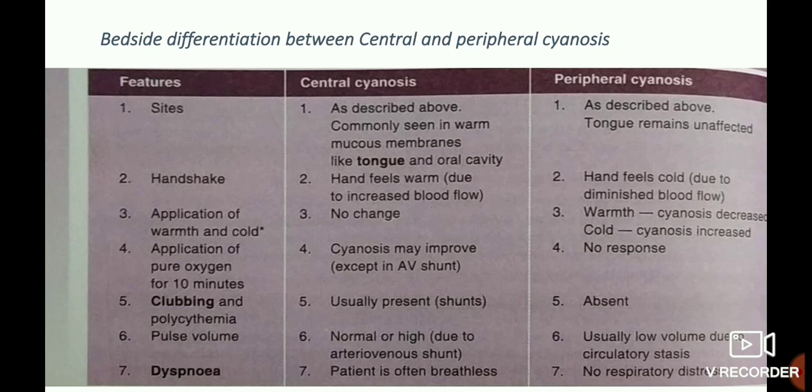In central cyanosis, the pulse volume will be high, but in peripheral cyanosis, it is usually low volume due to circulatory stasis. Dyspnea. The patient is often breathless in the centrally cyanotic patient, but in the peripherally cyanotic patient, there is no respiratory distress at all. Thus, you can differentiate between central and peripheral cyanotic patients.